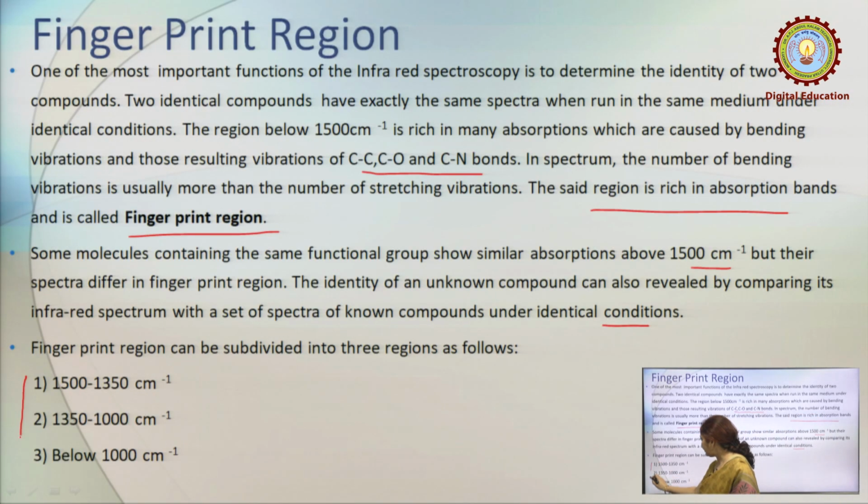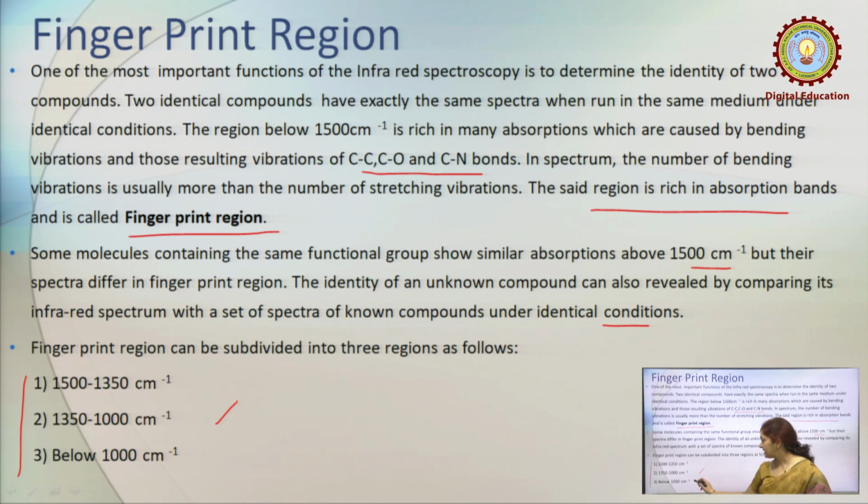The fingerprint region can be subdivided into three regions. First is 1500 to 1350 cm⁻¹. Second region is 1350 to 1000 cm⁻¹, and third is below 1000 cm⁻¹. We are going to discuss the importance of these three regions in the next slide.